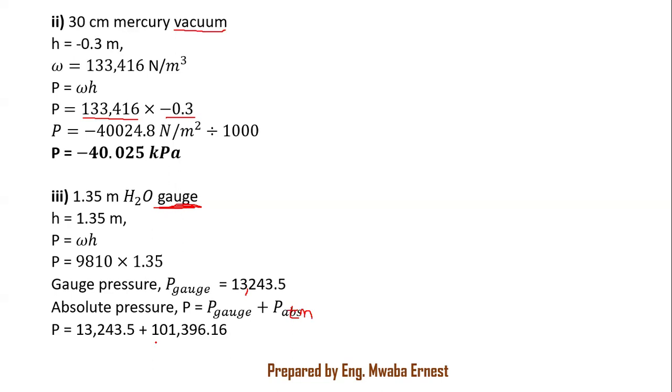760 millimeters of mercury, so 101,396.16. That is our answer, 114,639.66 pascals. Again, all of them should be expressed in kilopascals. So again, we divide by 1,000. So our answer is 114.693 kilopascals.